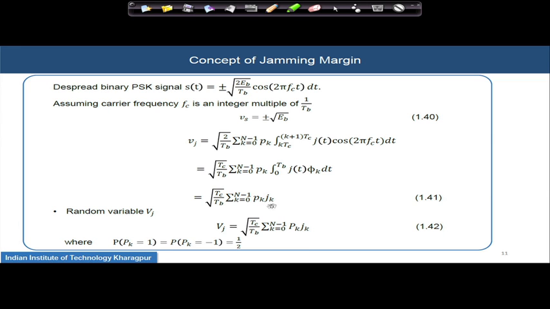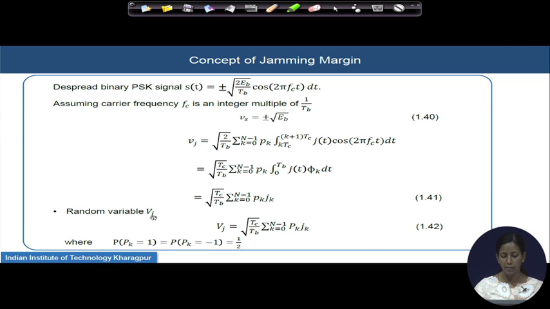Now, let us see the random variable capital V_j, where small v_j is a sample value of it, and it will be given by p_k into j_k. Small p_k is also the sample value of capital P_k. Now remember that this capital P_k is a proportion coming from the PN sequence, and its values of plus 1 or minus 1 are equiprobable, and this probability is hence equal to half.